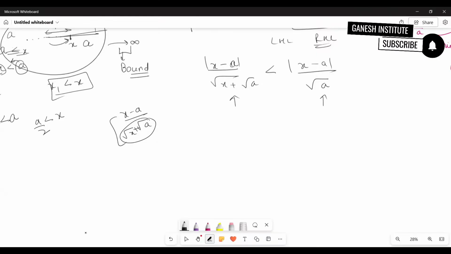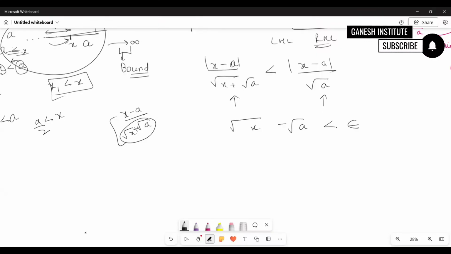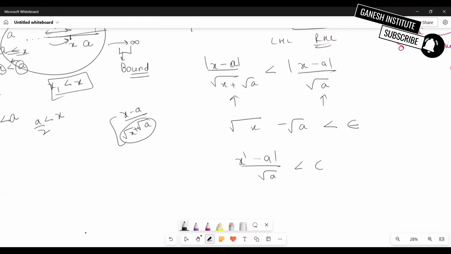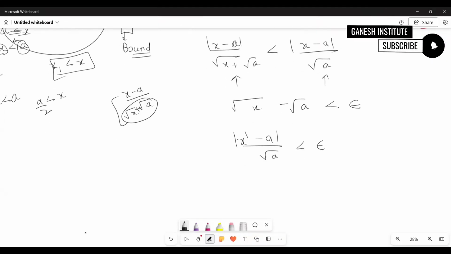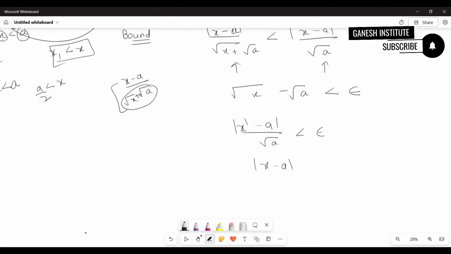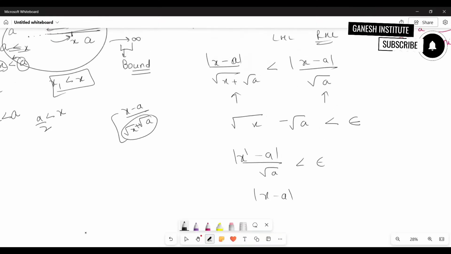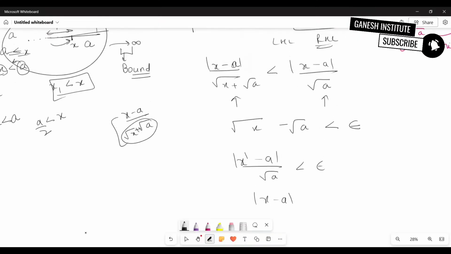You will say that the value which you are having, root x minus root a, if this is lesser than the epsilon to satisfy that definition, that means x minus a upon root a is less than epsilon. And if it is so, it is because x minus a over root a is less than root x minus root a. Yes.